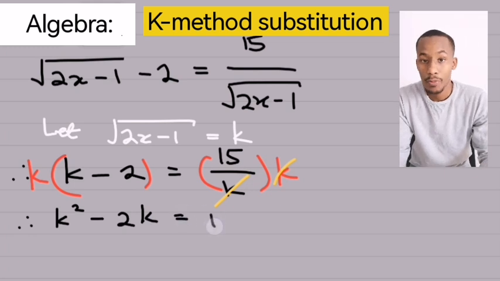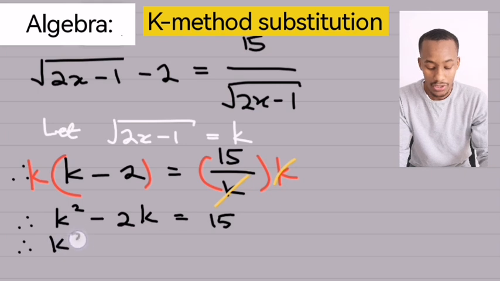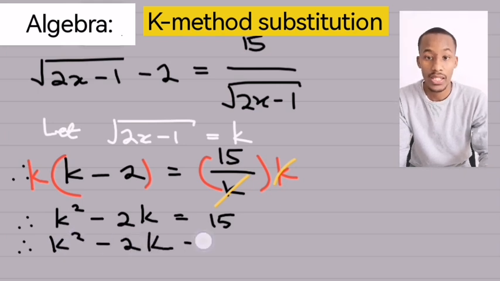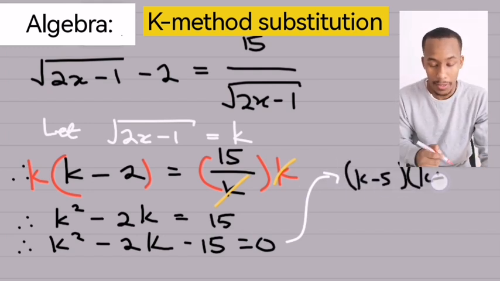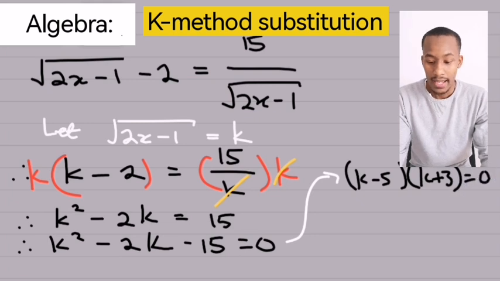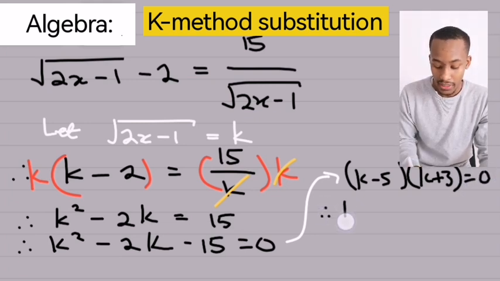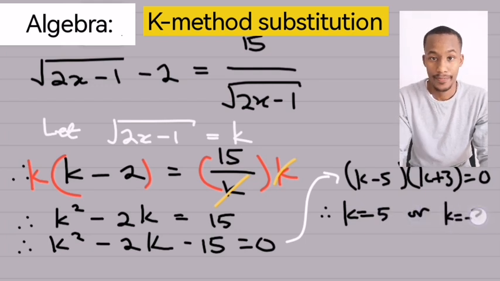And at this point, you can now just take the 15 across. So you have k squared minus 2k minus 15 equal to 0. Factorize: k minus 5 and k plus 3. And at this point, k is therefore either equal to 5 or k is equal to negative 3.